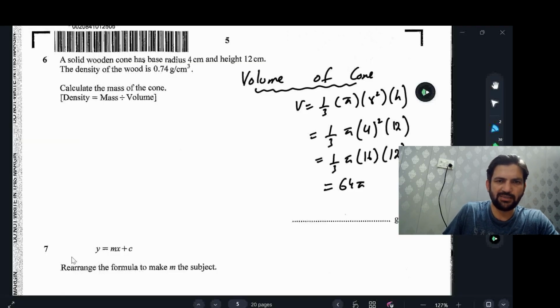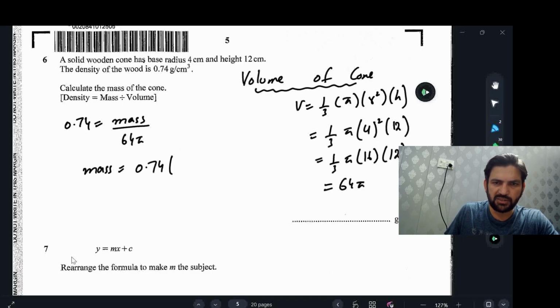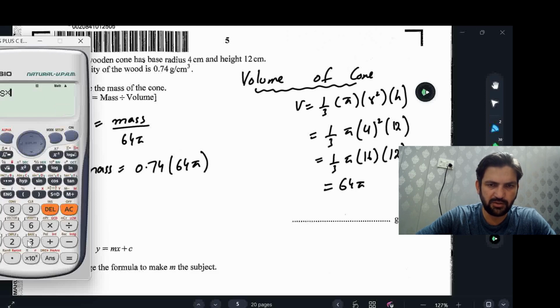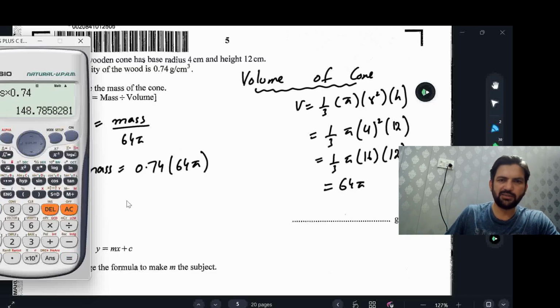Now we know that density is 0.74, and we don't know the value of mass. Mass divided by the volume, which is 64π, gives the density. So mass will be equal to 0.74 times 64π. If we simply multiply it with 0.74, this will be equal to 148.78.